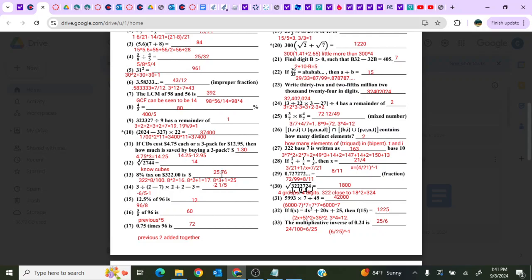Number 13, 8% tax on $322 is what? Well, 0.08 times 322. So just use your normal multiplication. So 8 times 2 is 16. 6, carry the 1. 8 times 2 is 16. Add that extra 1, you get 17. Carry another 1. 8 times 3, 24, plus 1 is equal to 25.